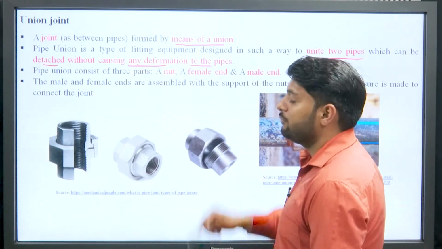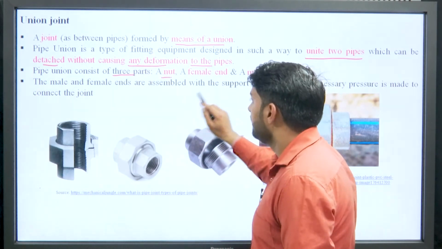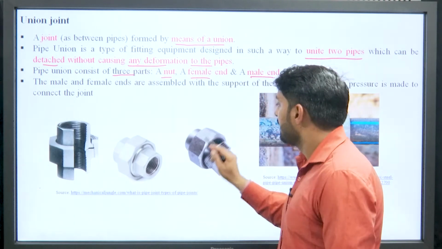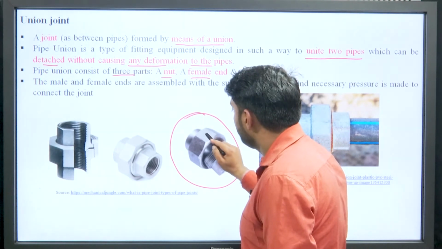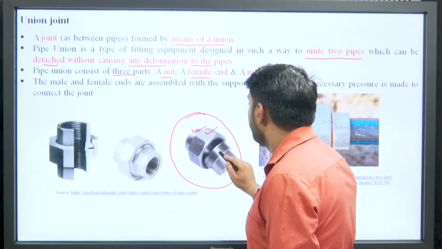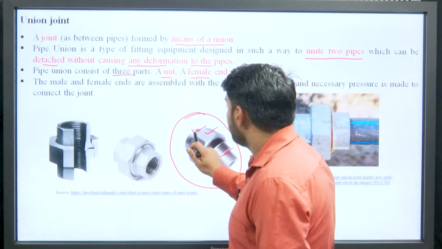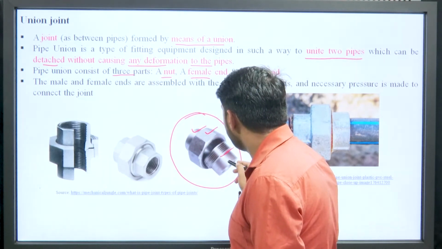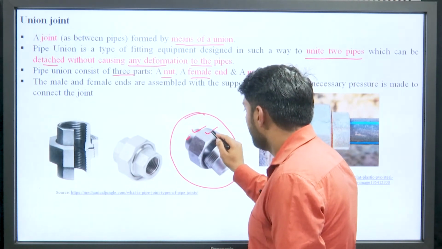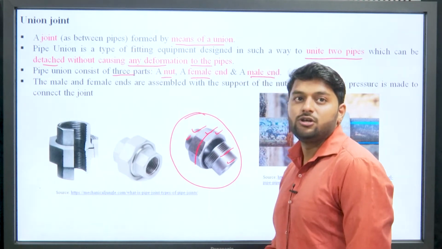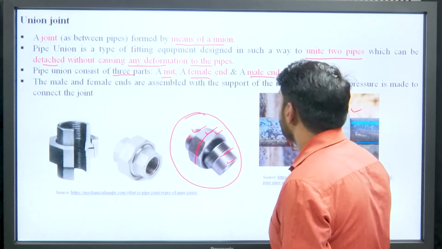And in a pipe union basically there exist three parts. First one is a nut, a female end and a male end. So, these two ends, male end as well as female end, are basically connected to the pipe, and after getting them connected to the pipe, with the help of this nut we are going to join both the ends of pipe. Okay? And this is a picture representing the use of union joints.